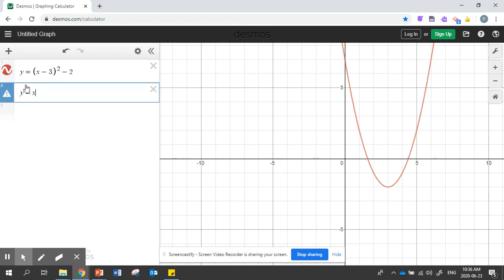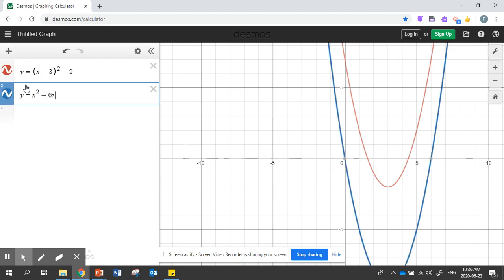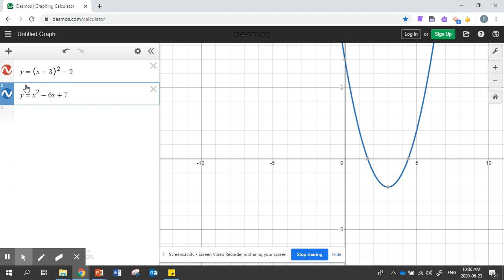Now the idea is, my second one, in standard form, we're going to be getting the exact same graph. So here you can see that the red graph and the blue graph are overlapping each other. Okay, so they're actually the exact same graph over here. Although they look very different, this is in vertex form, this is in standard form. So these are the two different forms of the same quadratic function.